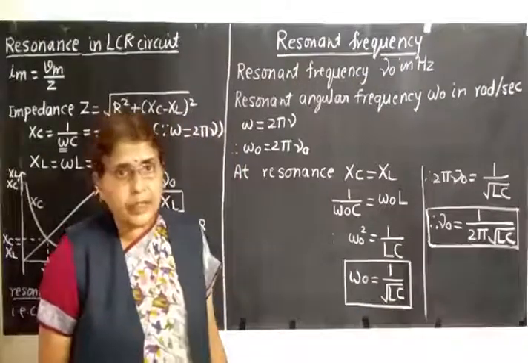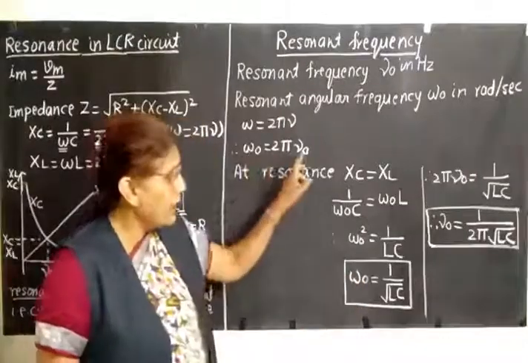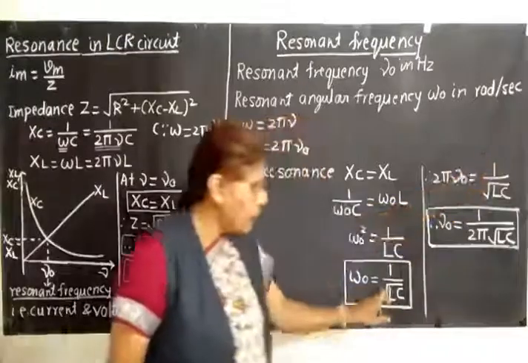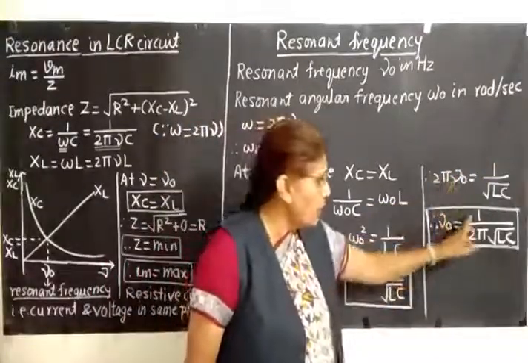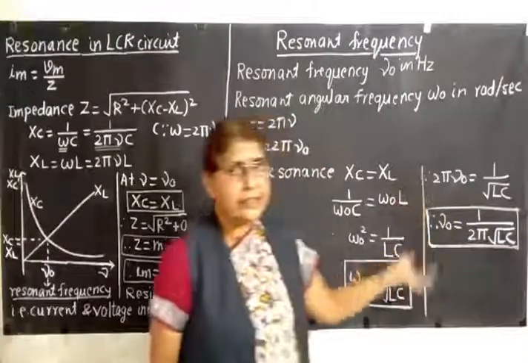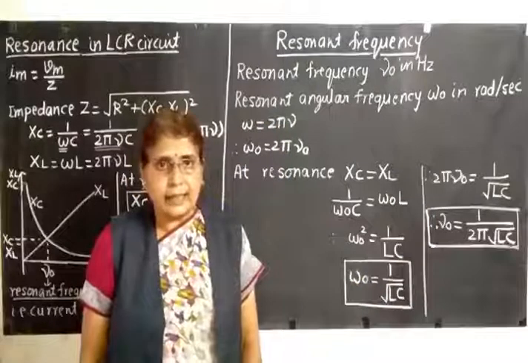If you want the resonance frequency, put the value of omega 0. What is omega 0? 2 pi nu 0. So omega 0 is 2 pi nu 0. It is nothing but 1 upon root LC. Take nu 0 on one side. So nu 0 will be 1 upon 2 pi root LC. This is resonant frequency. So this is the derivation for resonant frequency of an LCR circuit.